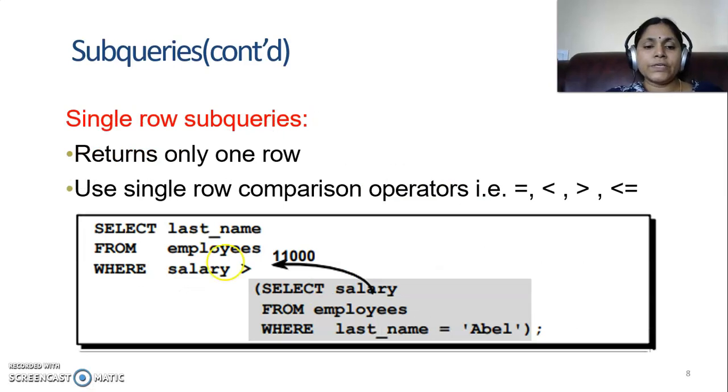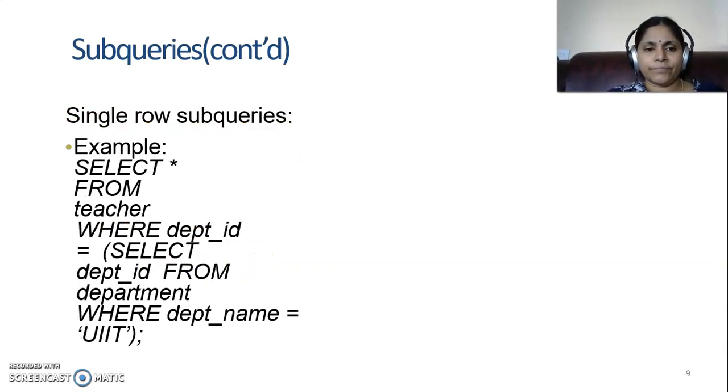Yes, we have used single row operators here, like is equal to, less than, greater than, less than or equal to. Only such types of comparison operators can be used while writing single row subqueries.